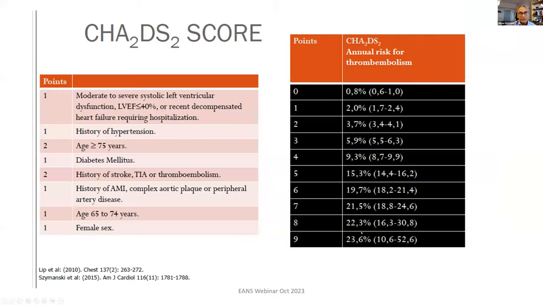There are many risk factors. This CHA2DS2 score is a good one. It has general vascular risk factors. But of course, you see here, the age factor is the true risk factor for thromboembolic complications.